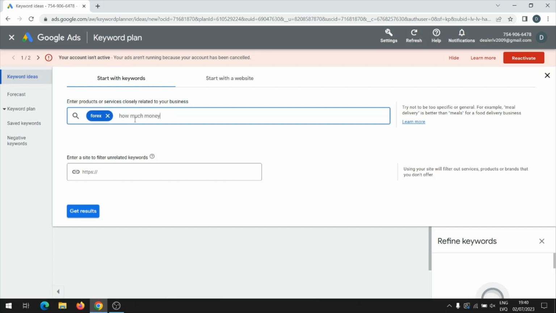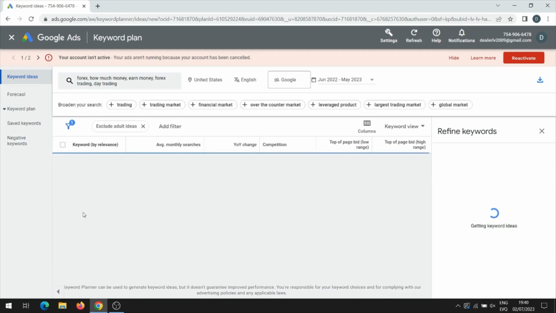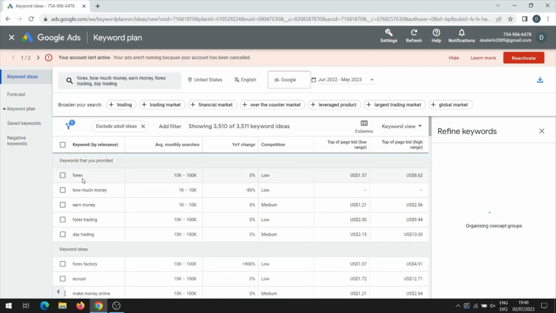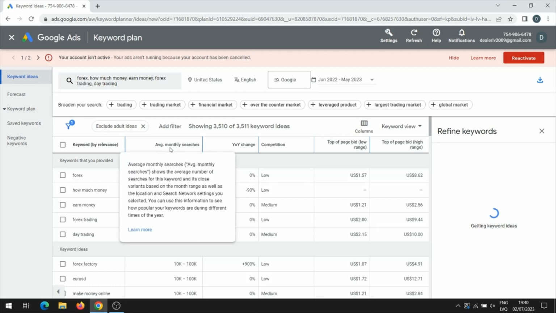I will write keywords like Forex, Forex trading, day trading, how much money and other similar keywords. After specifying the keywords, pressing the Get Result button will generate keyword ideas. As you can see, our pre-recorded keywords and their statistics are displayed, and a lot of other keywords on similar topics are generated, which can be used as keyword ideas.